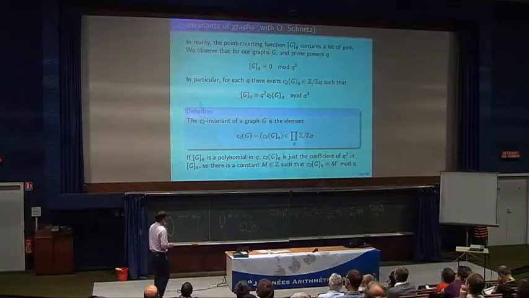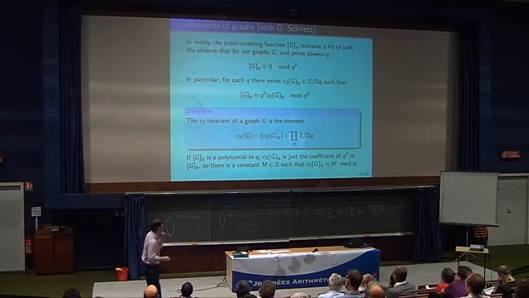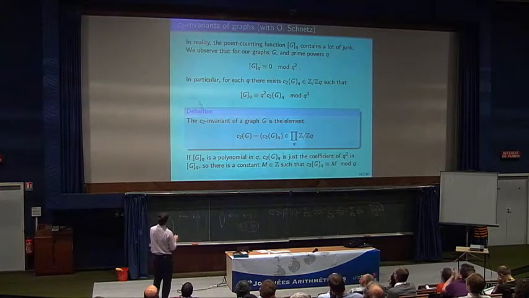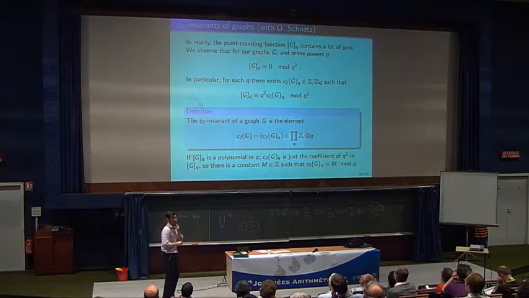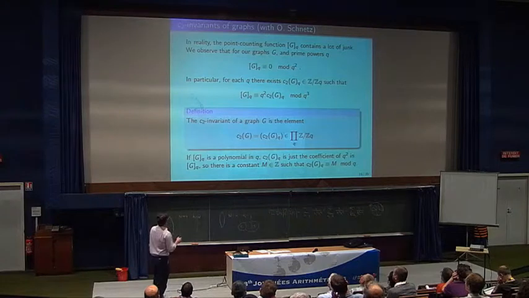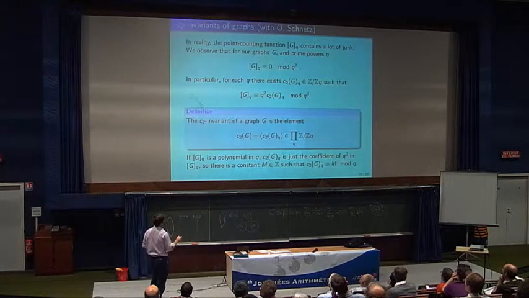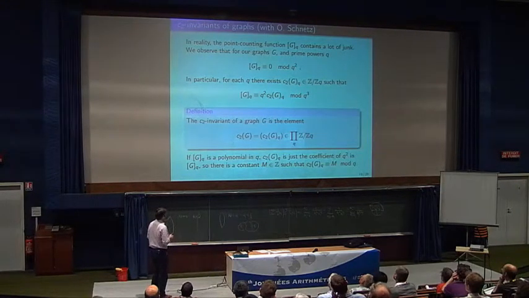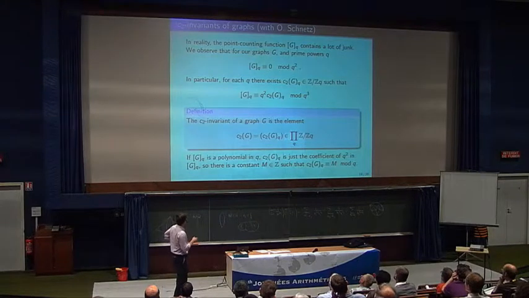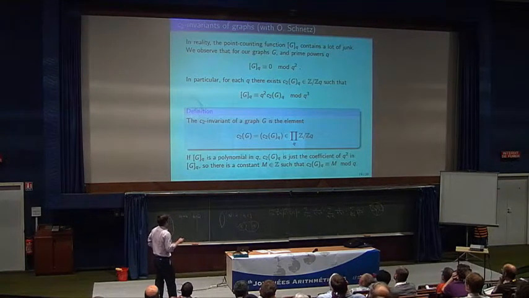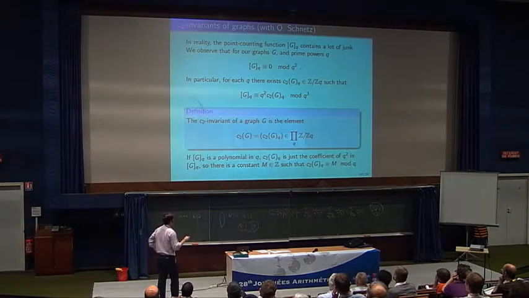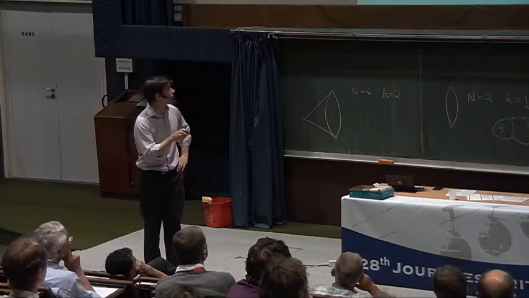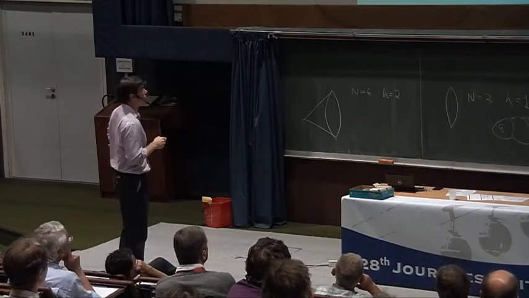Okay, so even counting points over finite fields gets extremely hard. So we want to make things even simpler now. And in truth, the point counting function actually contains a lot of junk. So what we do is we observe that for the graphs that we're looking at, the point counting function is always congruent to 0 mod q squared. That means for every prime power q, we can write the point counting function as q squared times something modulo q cubed. And that something is well-defined modulo q, of course.